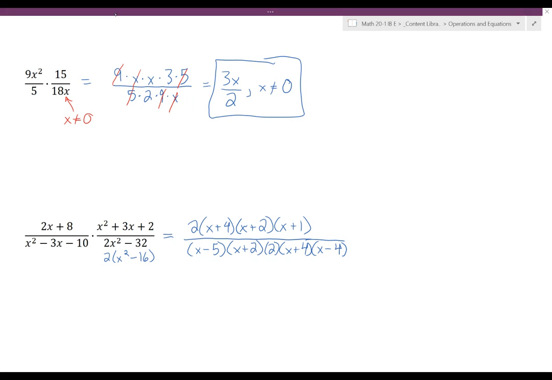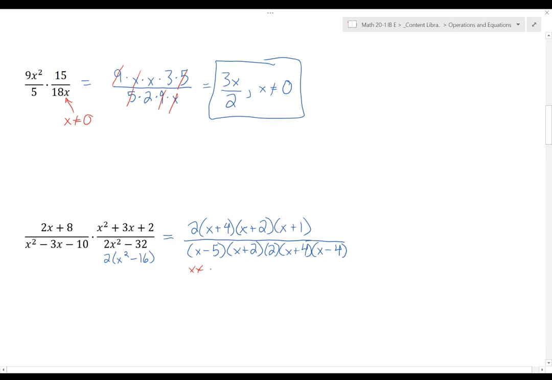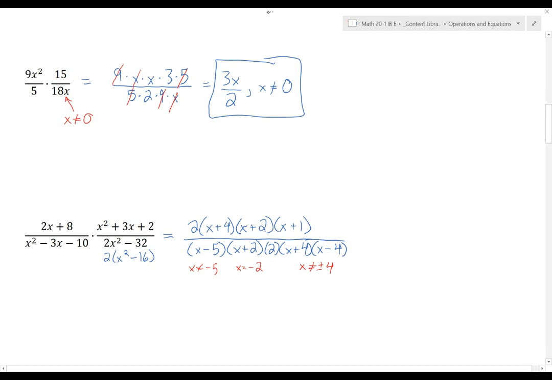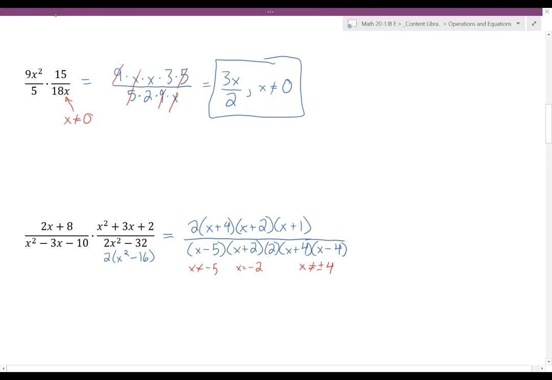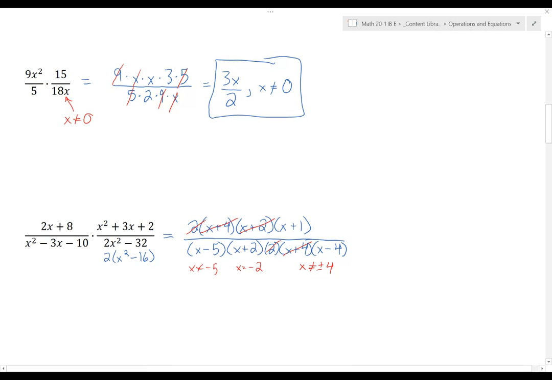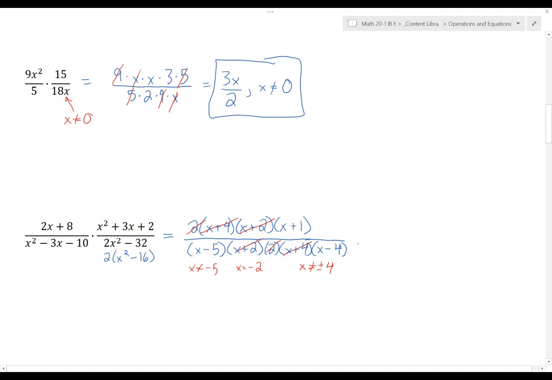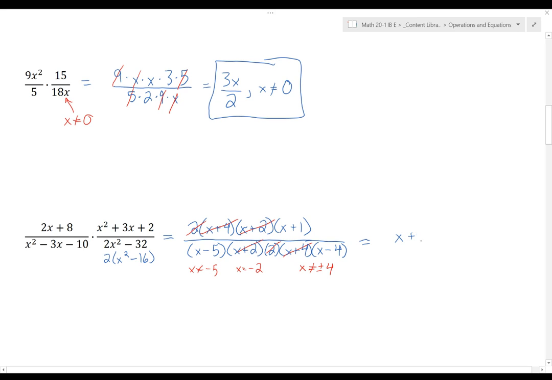It's at this stage that it's a good idea to consider your restrictions. So once it's factored, but before you cancel anything, because I have x can't equal negative 5, x can't equal negative 2, and x can't equal positive or negative 4. So those are my restrictions. They're going to still be my restrictions when I cancel stuff. So I can cancel the x plus 4. Oh, I can cancel the 2. I can cancel x plus 2. And what we're left with then is a numerator of just x plus 1. And in the denominator, x minus 5, x minus 4.